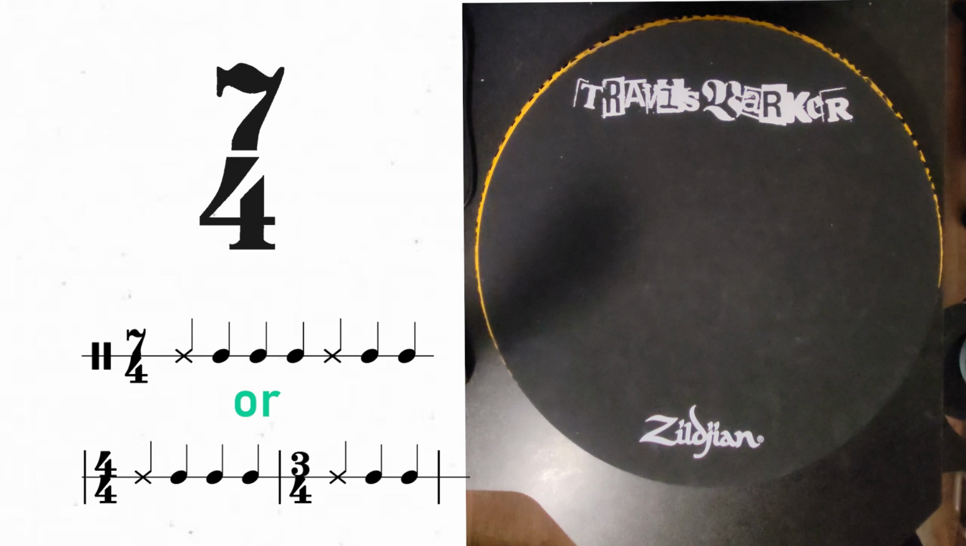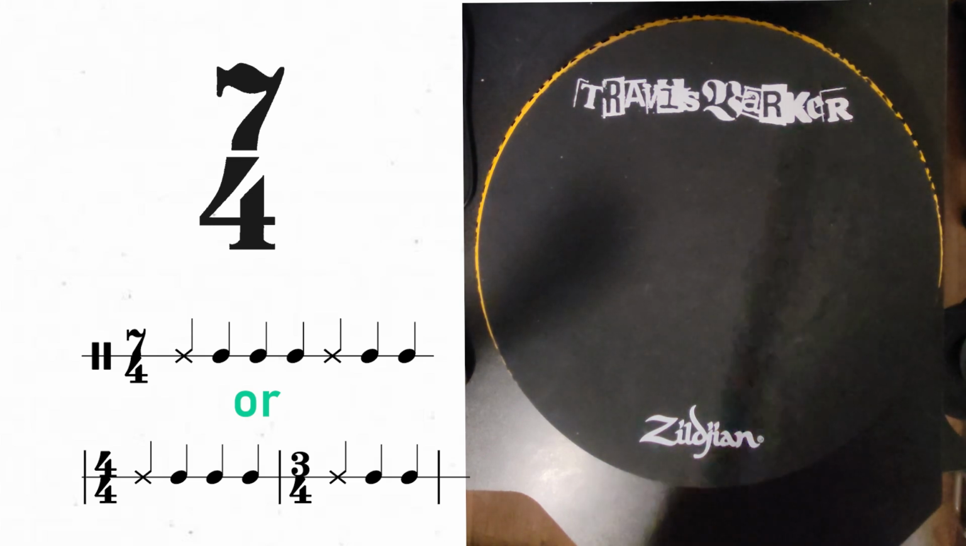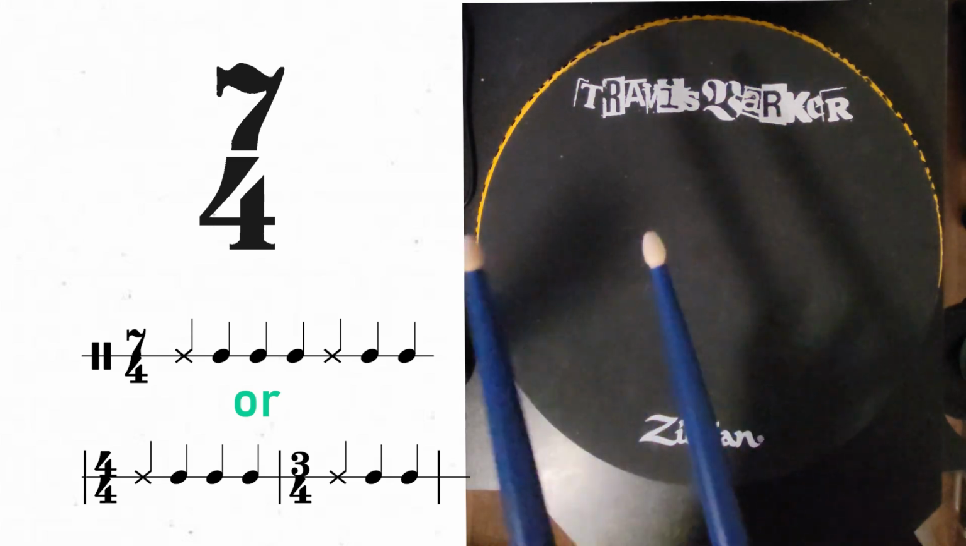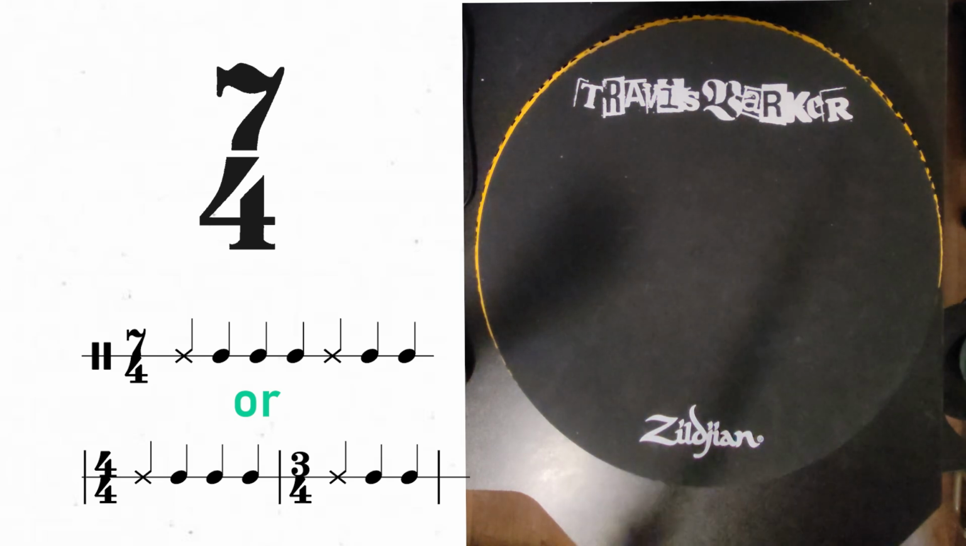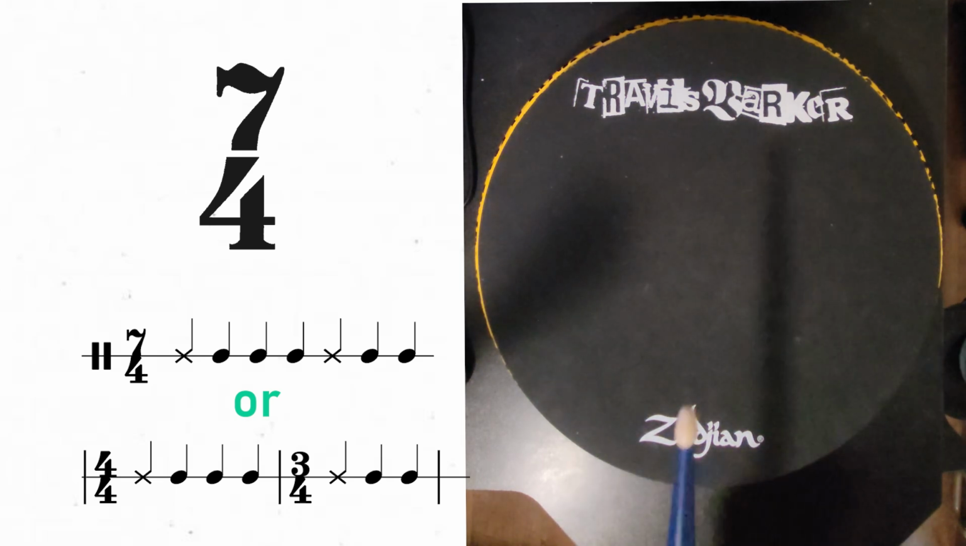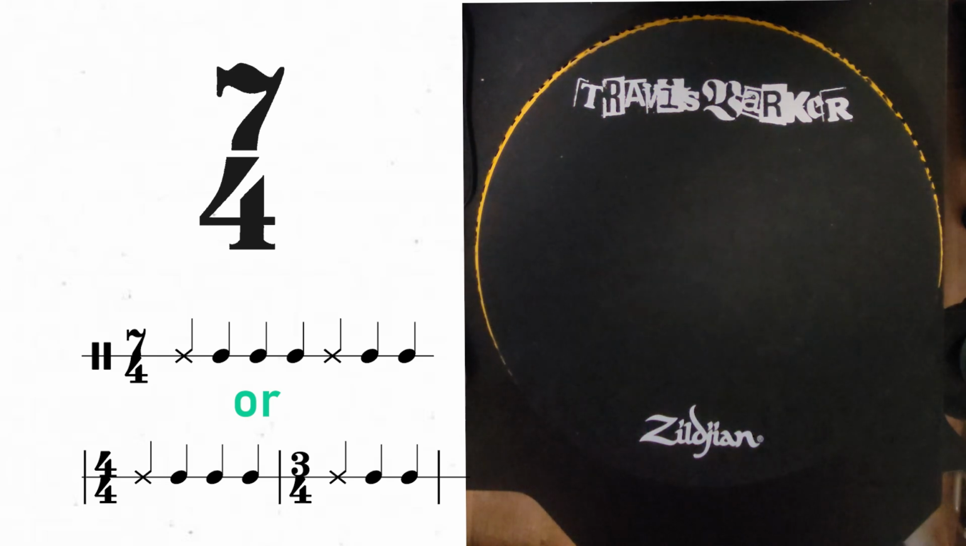But you could count it as all 7. You could go 1, 2, 3, 4, 5, 6, 7, 1, 2, 3, 4, 5, 6, 7. It's just for me, I find it a little easier to break it up and think of it as alternating bars of 3/4 and 4/4. But that's just what makes sense to me.